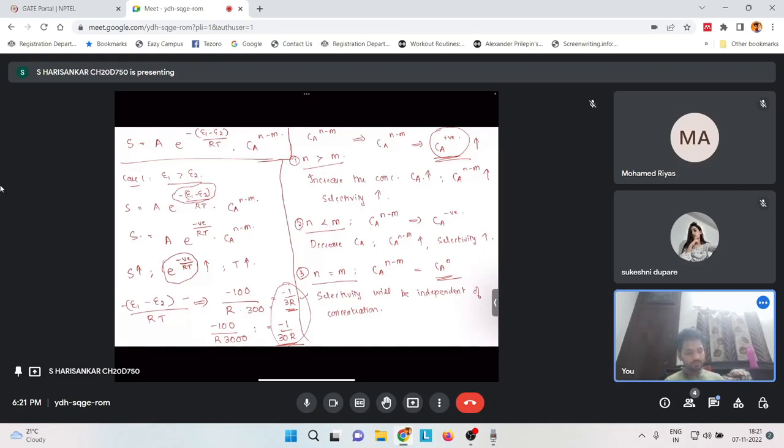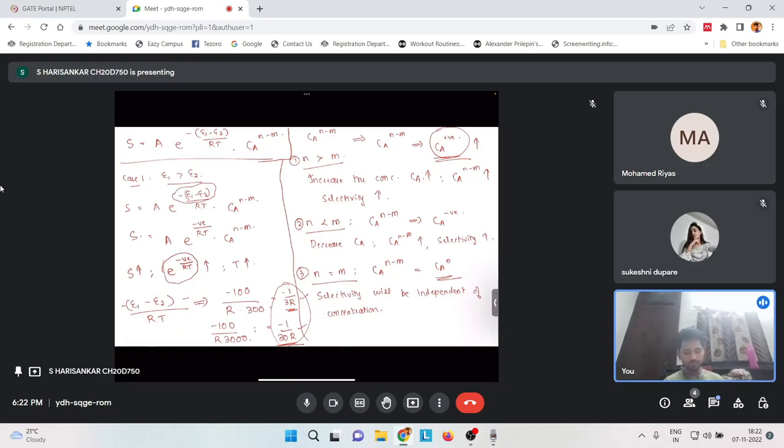So if we increase the temperature, the overall negativity of this exponential will decrease, and it will lead to an increase in the value of this whole exponential term. And so, if we increase the temperature, the selectivity will also increase. So this is one case, where E1 is greater than E2.